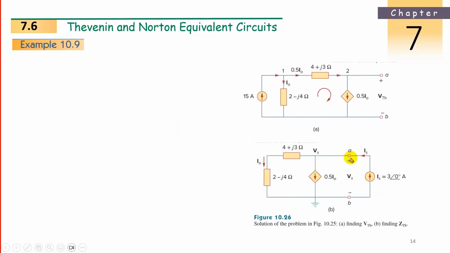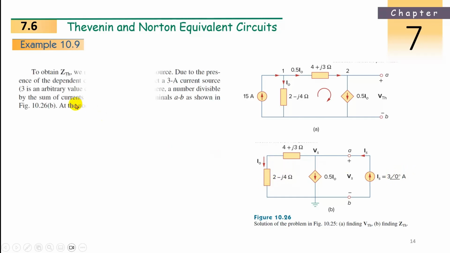See here, I am applying at these two terminals A and B, which are open, a current source IS. I am assuming that as 3 at an angle 0. You can assume 1 volt, 1 ampere, 2 amperes, anything. But as per experience, I am choosing it based on seeing the current division. It will be easy. I am taking 3 at an angle 0 degrees current so that I can find the ZThevenin. So to obtain ZThevenin, we remove the independent sources. That is, this is open circuit, and this we cannot remove because it's dependent. So we open circuit. Now this will be in series.